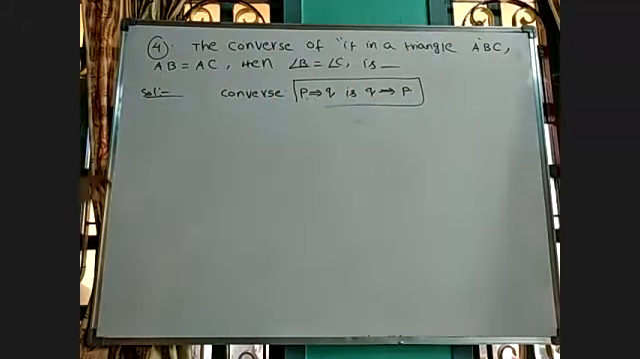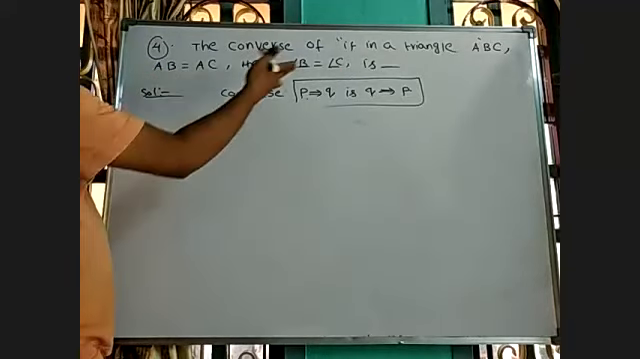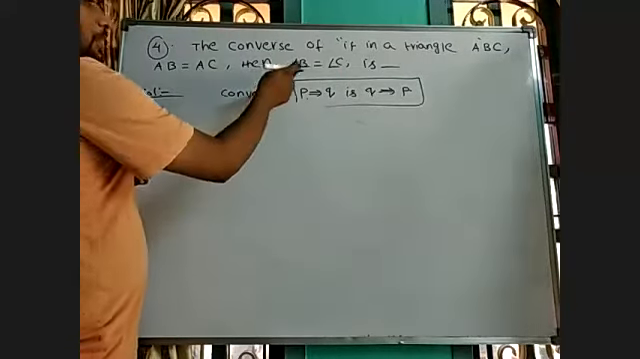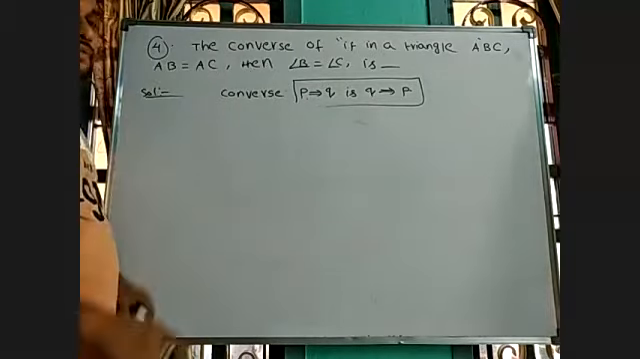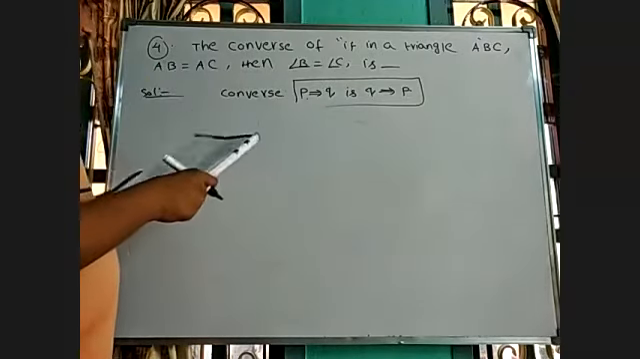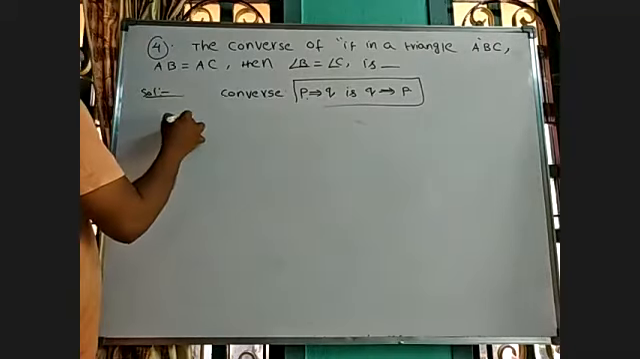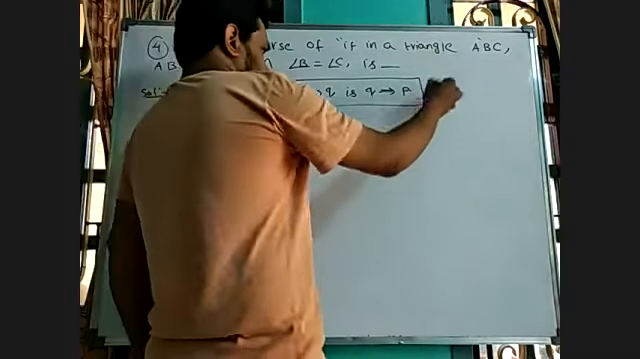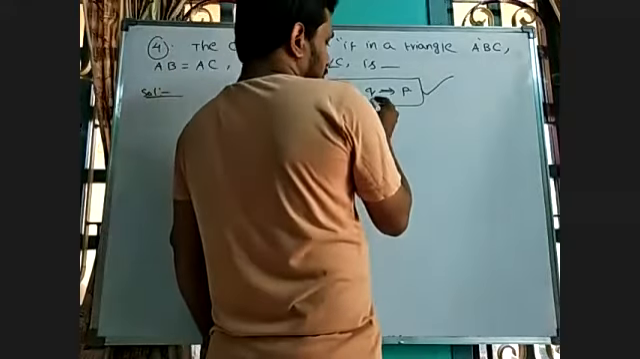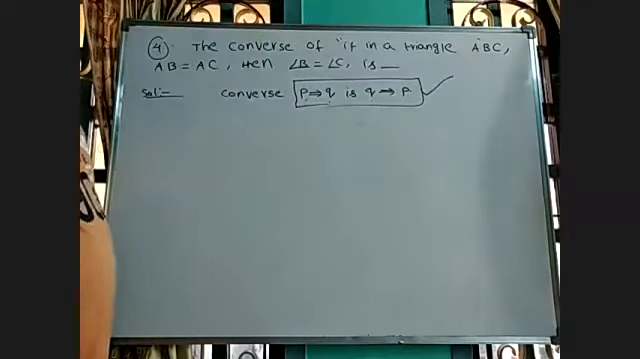From this, if in a triangle ABC, AB equals AC, then angle B equals angle C. The converse: in a triangle ABC, if angle B equals angle C, then AB equals AC. Where is that option? Option 1 only. We can apply this condition. Converse means P conditional to Q becomes Q conditional to P. Otherwise, we can also call this an implication.